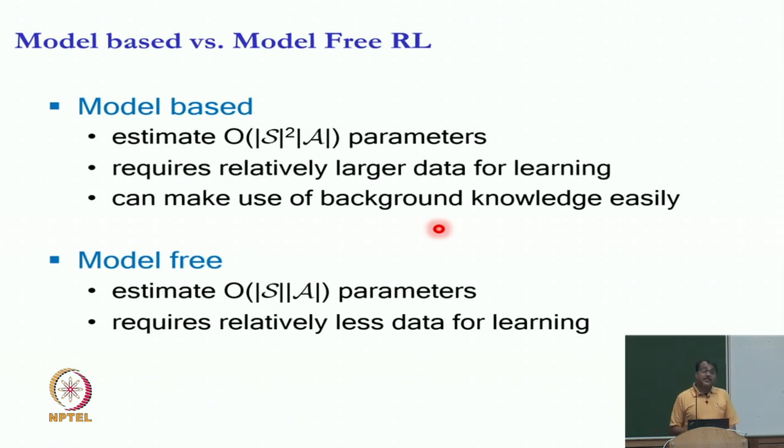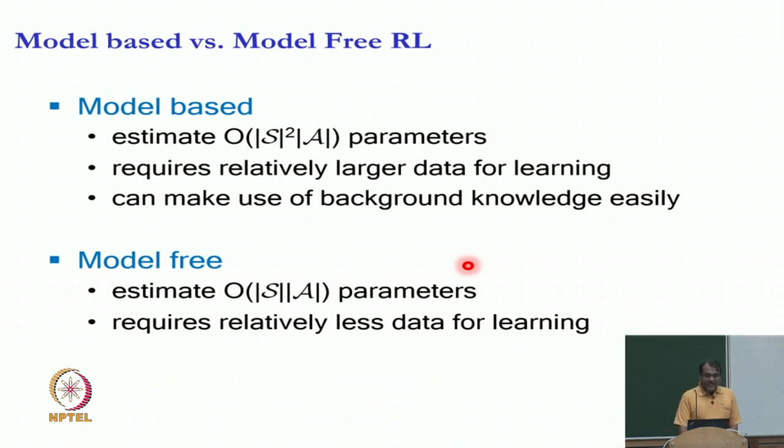On the other hand, in model free, I am learning only SA parameters, because I am learning the Q function, which is a function of S comma A. I am not explicitly learning the transition or the reward function. Because model based learns a larger number of parameters, it requires a relatively large amount of data, so it is not as sample efficient as the model free learning method. But both of these methods require a large number of samples. I should mention that RL algorithms require humongous amounts of data to train, so in normal applications it is not very easy to train them.